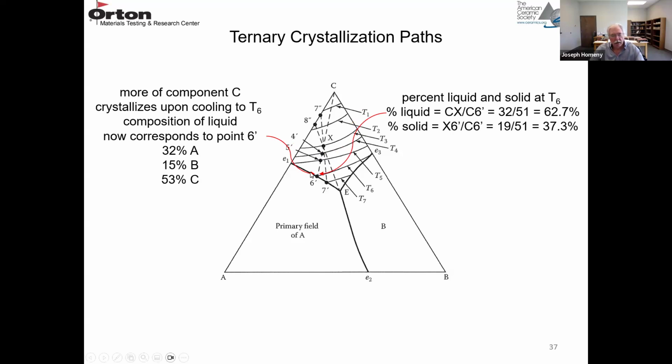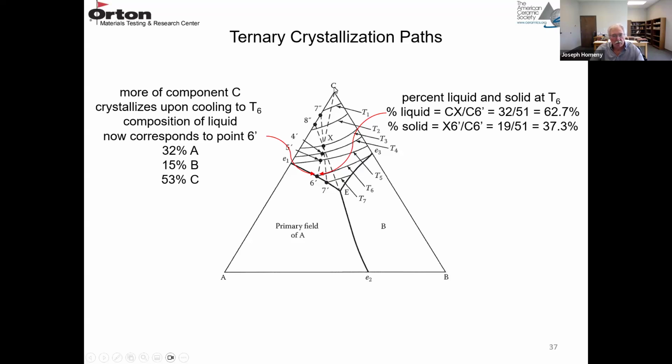So we drop the temperature now down to this isotherm T6. And now the liquid composition is given by 6'. And that's about 32% A, 15% B, and 53% C. That's that point right there. So the percent liquid and solid, as we reach this boundary line between the primary crystallization field C and then the primary crystallization field of A, that's 6'.